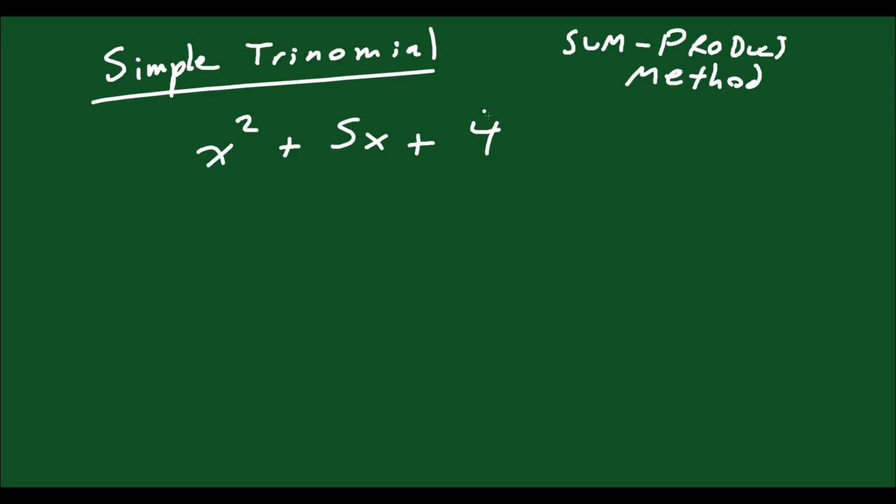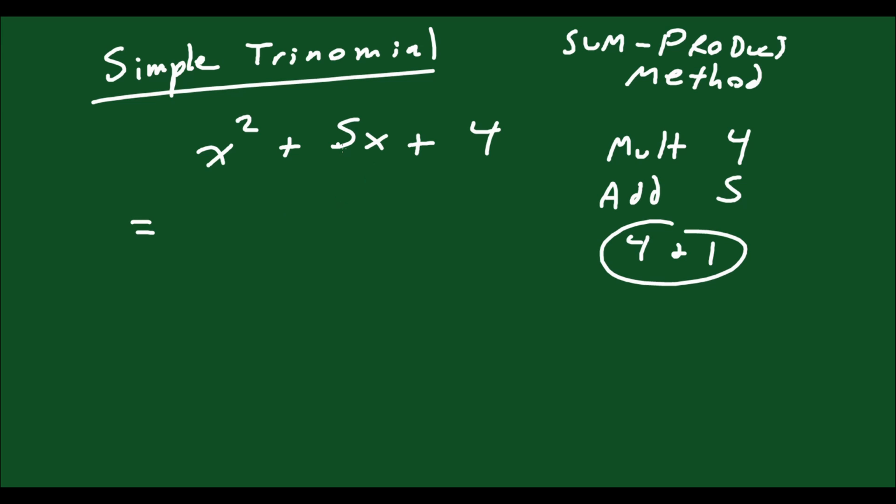The sum product method is really nice. All you have to do is look at the last number, 4, and say what multiplies to it, and adds to the middle number, 5. I want two numbers that multiply to 4 and add to 5. You think of all the numbers that multiply to 4. You could have 2 times 2, or you could have 4 times 1. And you realize, oh, 4 times 1, that adds to 5. So 4 and 1 are your special numbers. To factor this, all you have to do is write x plus 4 and x plus 1, putting those numbers in there.